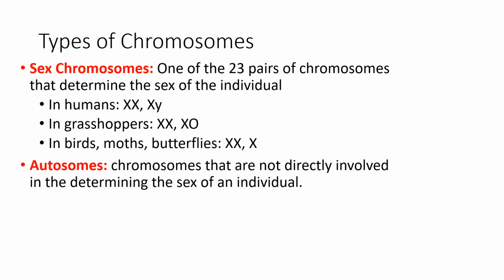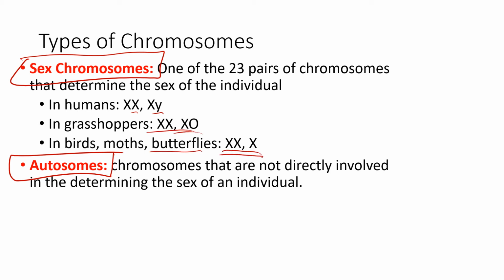So two types of chromosomes: the sex chromosomes and autosomes. Not AutoZone, the store, but autosomes. The sex chromosome is one of the 23 pairs of chromosomes that help determine the sex of an individual. In humans, it's XX and XY for the most part. There are a few genetic mutations we're going to talk about later. In grasshoppers and in moths and butterflies, you have a different combination.